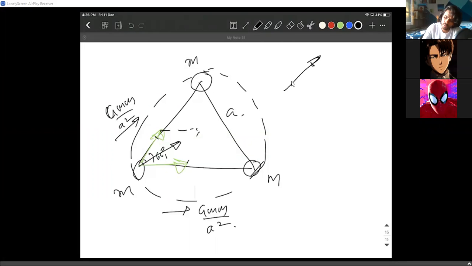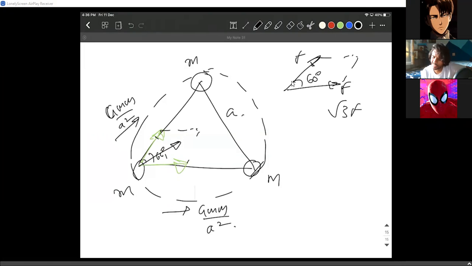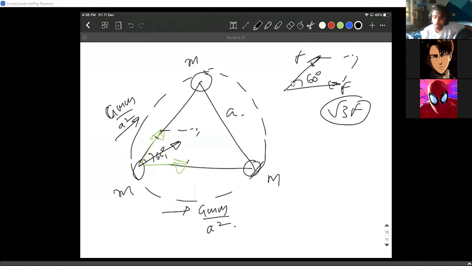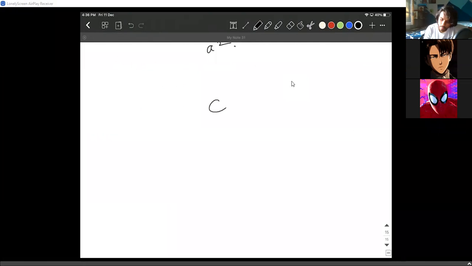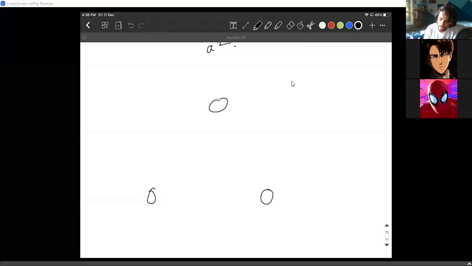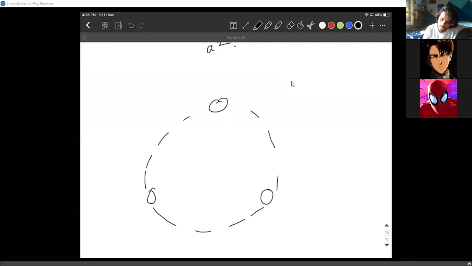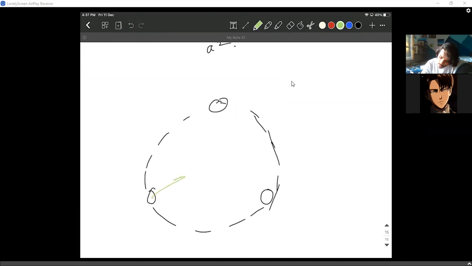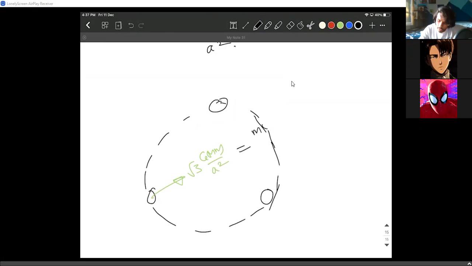What's the resultant when you have two forces at 60 degrees? F and F at 60 degrees. Does anyone remember the vectors? Root over F1 square plus F2 square plus 2F1F2 cos 60. Yeah, it is root 3 F only. So in this problem, since the bodies are going in a circular motion, they have a force of root 3 GMm by a square, which equals mv square by r.